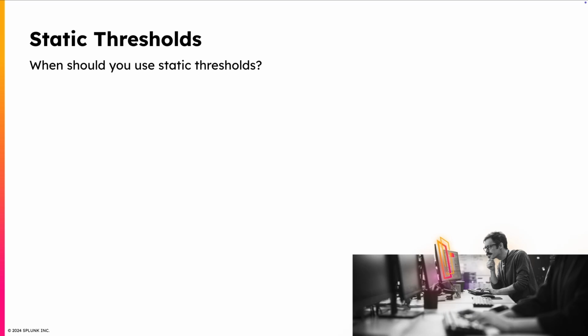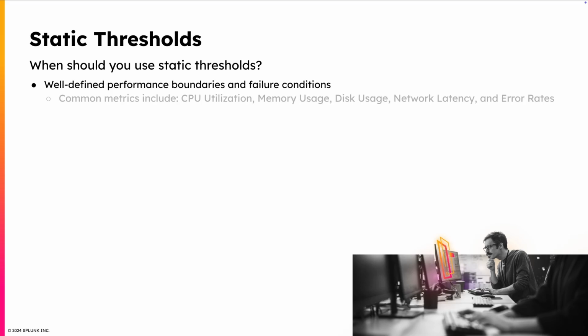So when should you use static thresholds? Static thresholds are termed static because they remain constant over time. So they're most effective when you have well-defined performance boundaries and failure conditions. Common metrics that you might monitor using static thresholds are CPU utilization, memory usage, disk usage, network latency, and error rates. Disk usage is a great use case for static thresholds. You'll often be in scenarios where you need to send an alert when the disk usage of a particular host crosses a threshold like 80% or above.